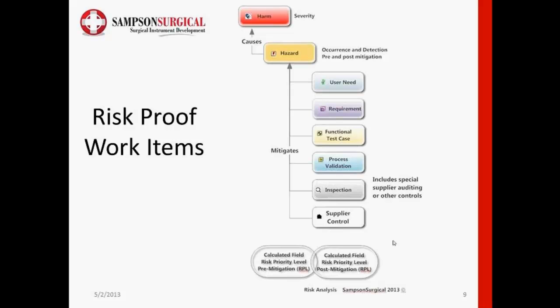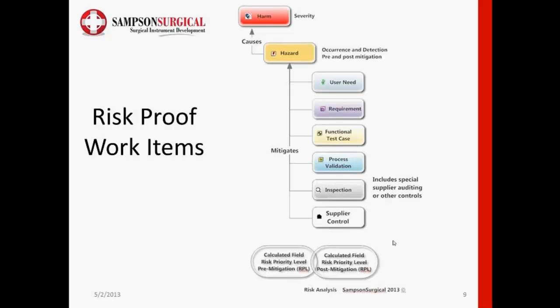So when you're defining that harm, the severity really lies on the harm, because once you've defined what happened to the user, that is the definition that defines severity. So our severity lives with the harm item. And then, of course, the hazard defines the occurrence and detection, which is a matter of the embodiment of the harm, how it happens.